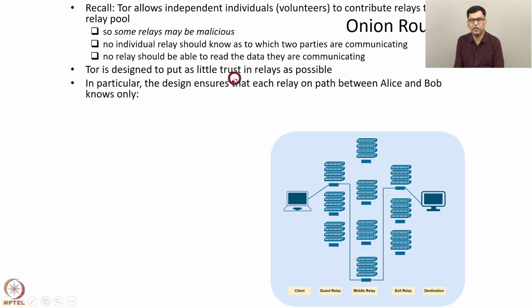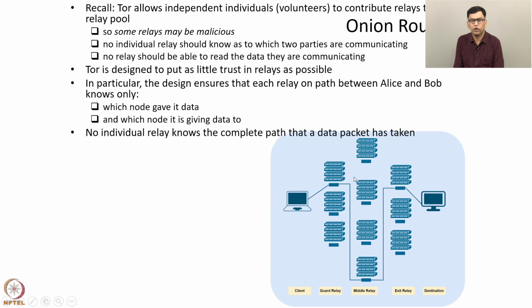In particular, the design ensures that each relay on the path between Alice and Bob only knows which node gave it data and which node it is giving data to. So for example, this relay only knows the identity of this client and the identity of this relay, but it does not know the identity of this relay or the identity of the destination. No individual relay knows the complete path that a data packet has taken.